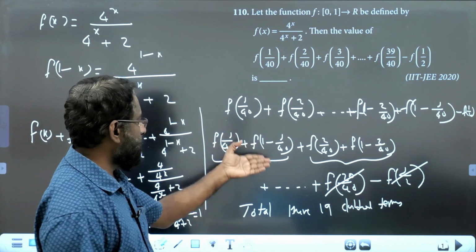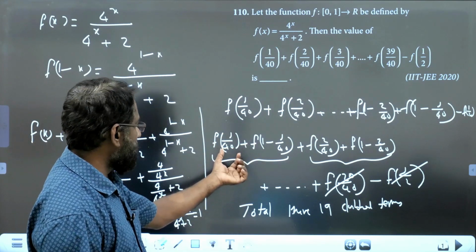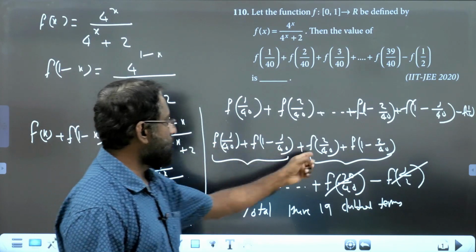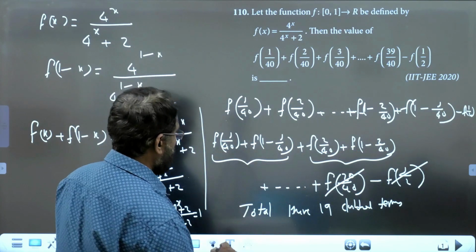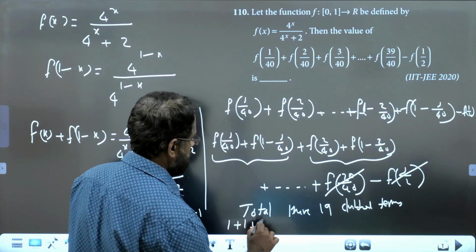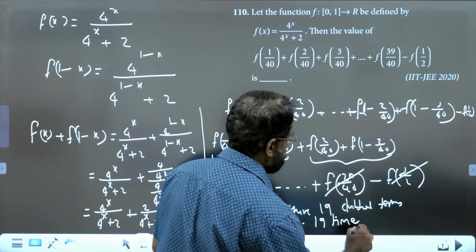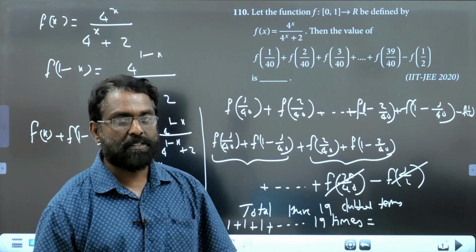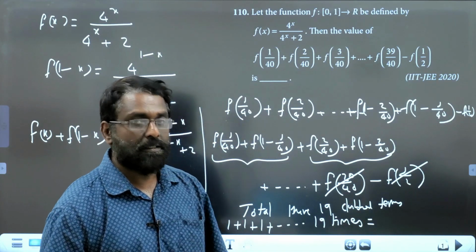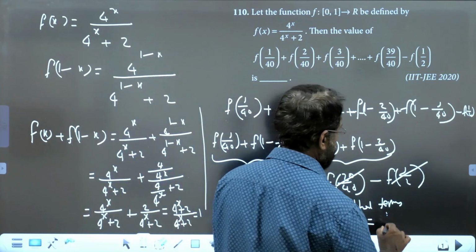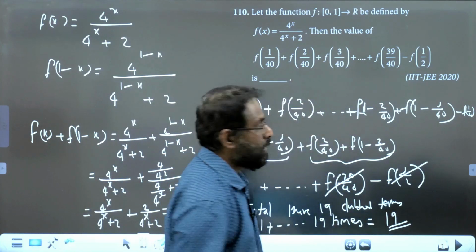So what will be the answer? Each clubbed term will be 1, so 1 + 1 + 1 + ... 19 times. Then what is the answer? 19. 19 is the answer.